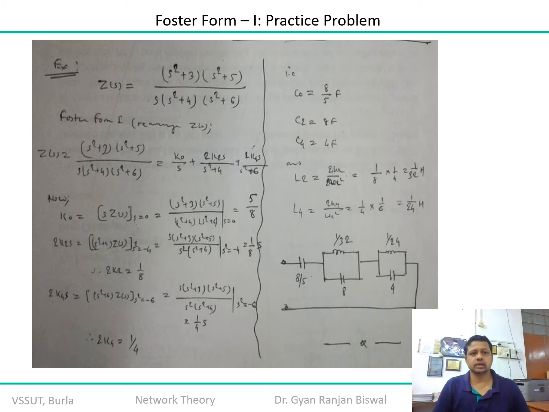So there is a transfer function given, z of s equals s square plus 3 into s square plus 5, upon, in the denominator, s into s square plus 4 into s square plus 6. I would suggest that you apply the Foster form 1 to realize or to simplify this particular transfer function. Okay. I hope that you have done it.